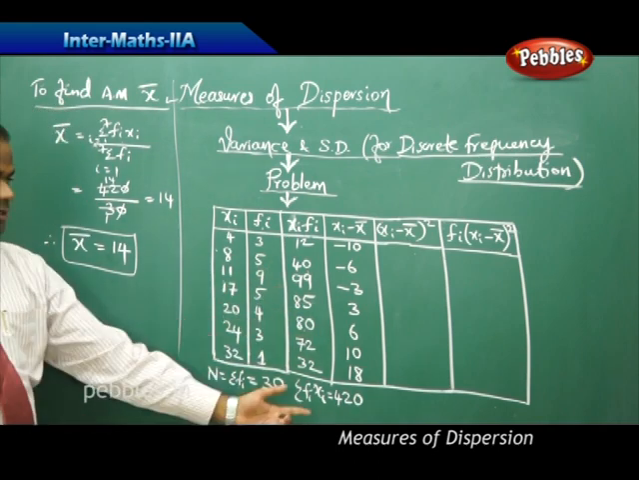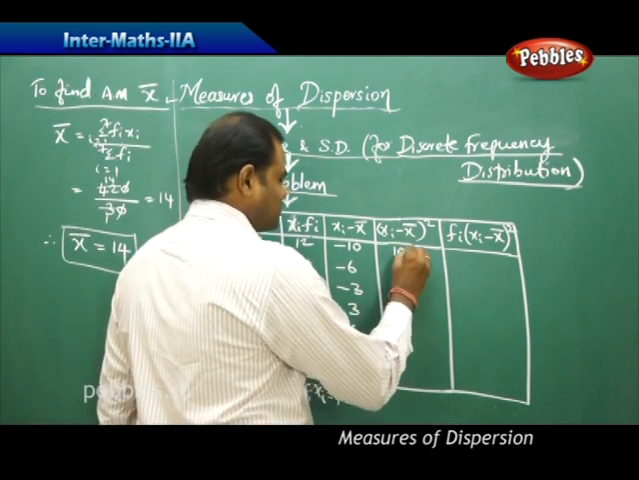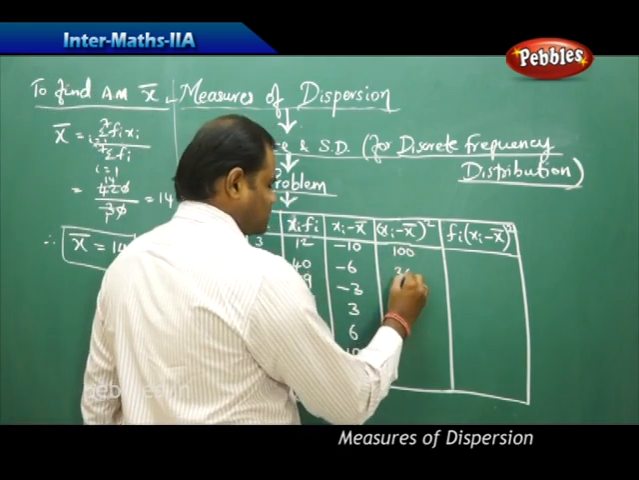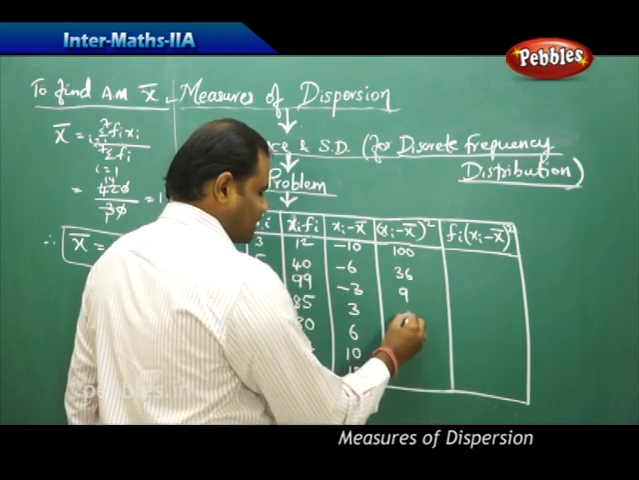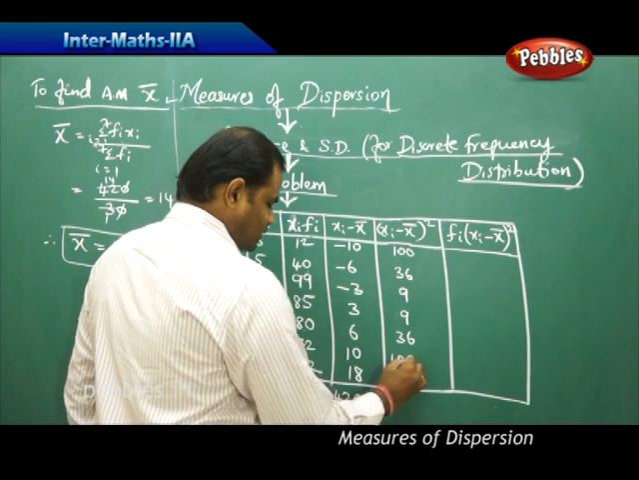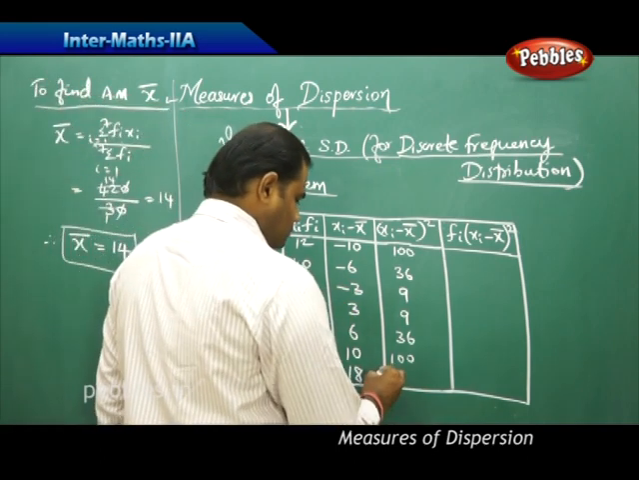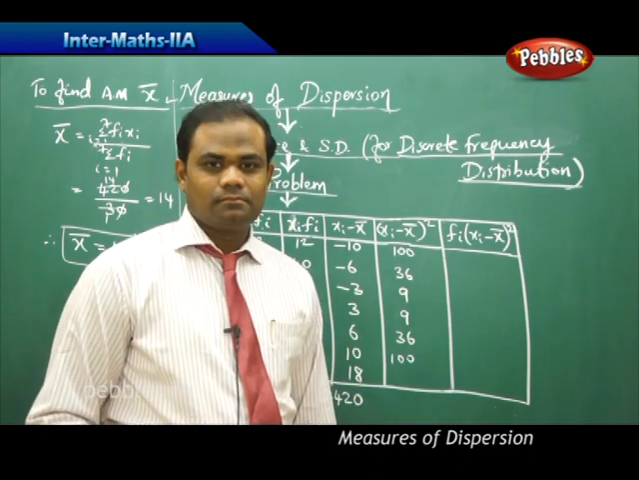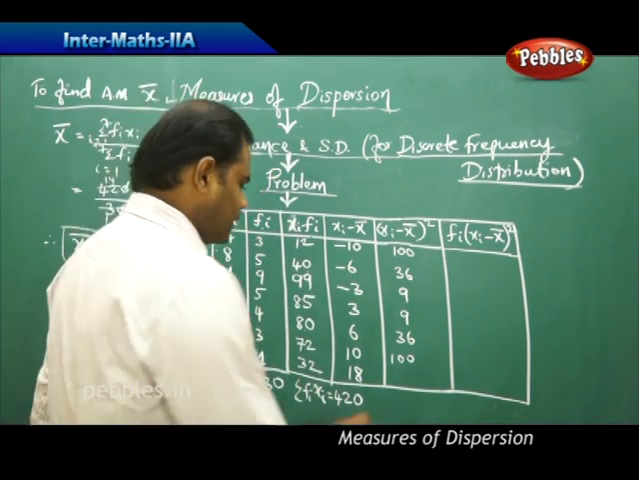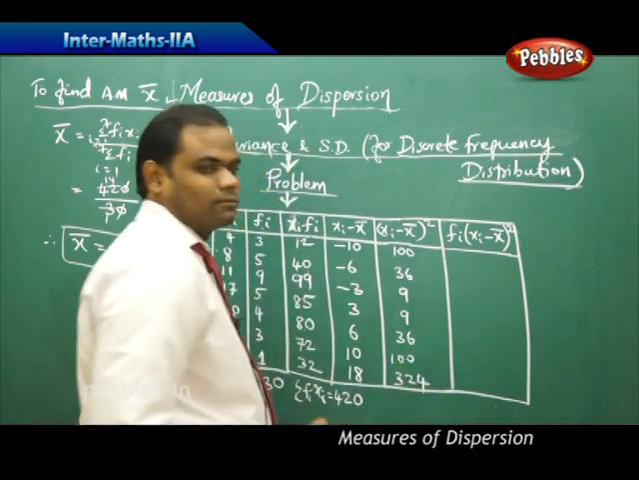And for these deviations, I square the deviation so that I get this. Minus 10 whole square is 100, minus 6 whole square is 36, this is 9, and 9, and 36, and 100, and 18 square, which is 324.